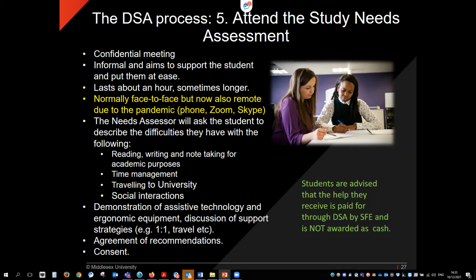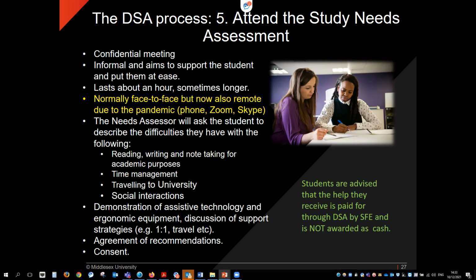Now, this meeting usually lasts between an hour and 2 hours, depending on the student's condition, depending on how much there needs to be discussed. Because some students come with a list of conditions, and of course there needs to be a lot of in-depth discussion on what would be the best thing for the student.